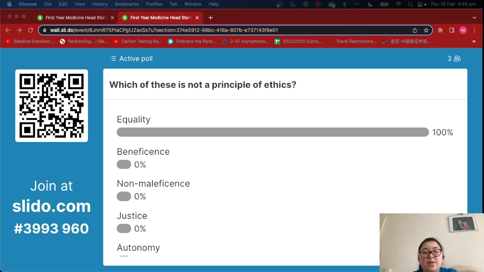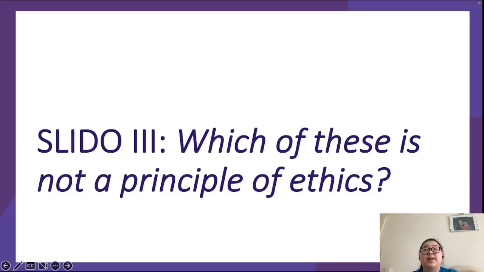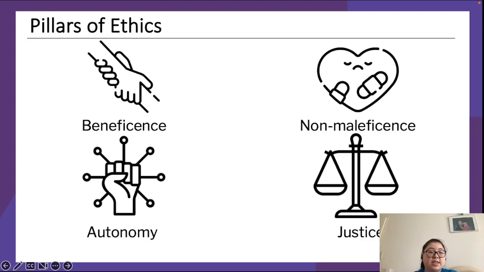So indeed, equality is not one of the principles of ethics. We are just focused on, if we go back to this slide, beneficence, non-maleficence, autonomy, and justice. Those are our principles of ethics.